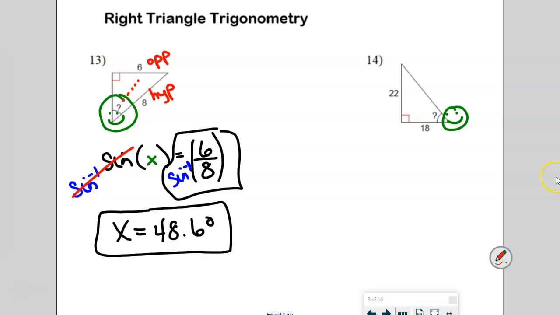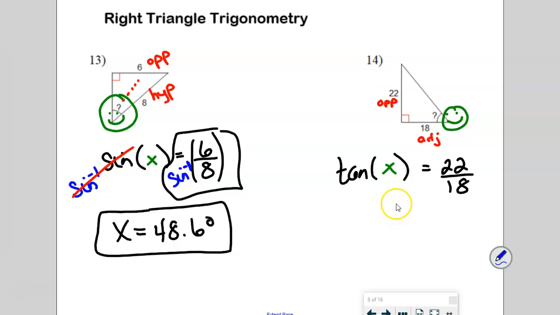So I think about, all right, who do we have here? There's no hypotenuse given, which is a dead giveaway that we have tangent, but let's look at why it's tangent. 22 is opposite of you, and then 18 is adjacent to you, and that's the other reason why we have tangent. So we're going to be setting up the tangent of mystery angle, I'll call it x, equals, it has to be in this order, opposite over adjacent, so 22 over 18.